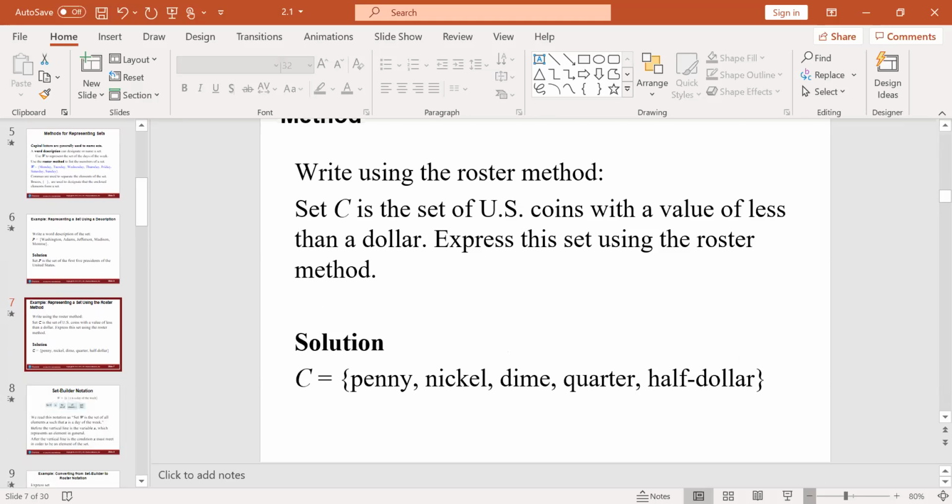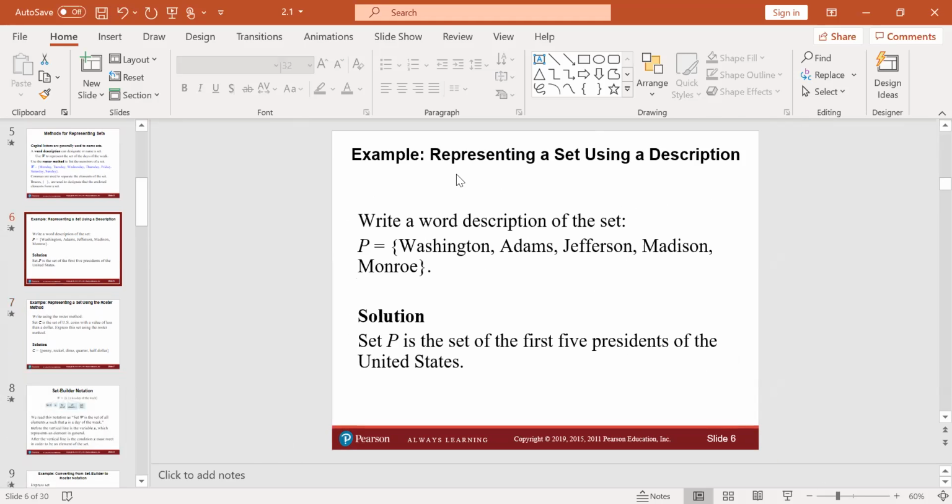There are different ways you can write a set. So you can use a simple word description. You can just say, this is the set of all Americans, of all U.S. Americans, whatever. You can say, this is a set of all different car models that exist out there. RAV4 or a Chevrolet Cavalier.